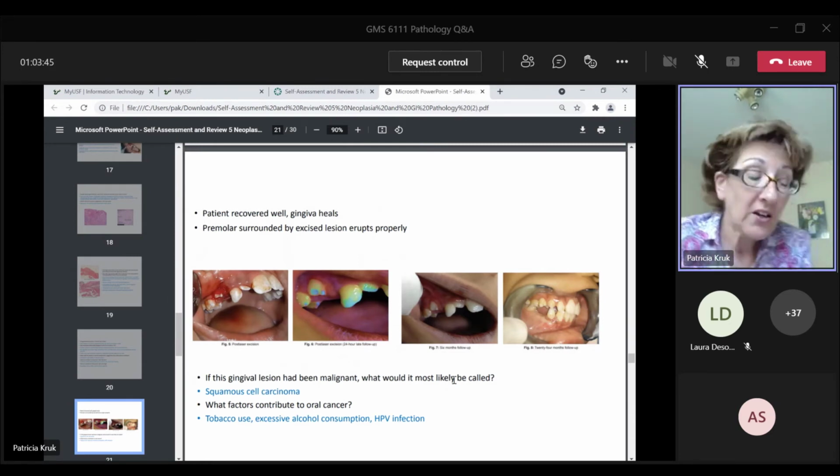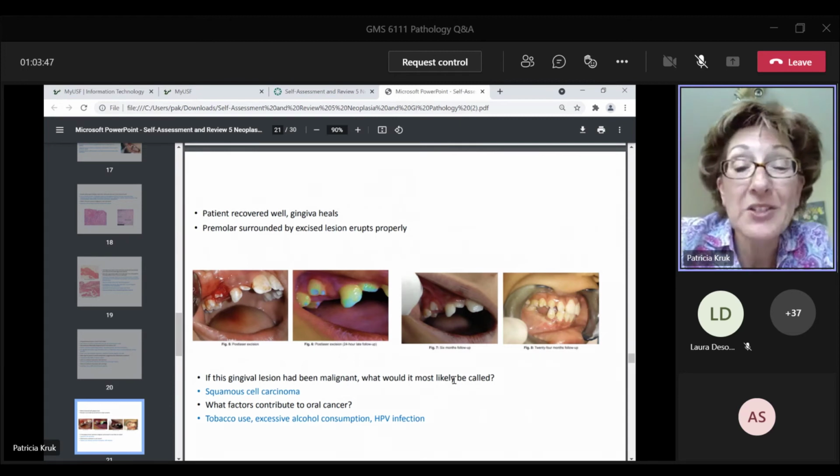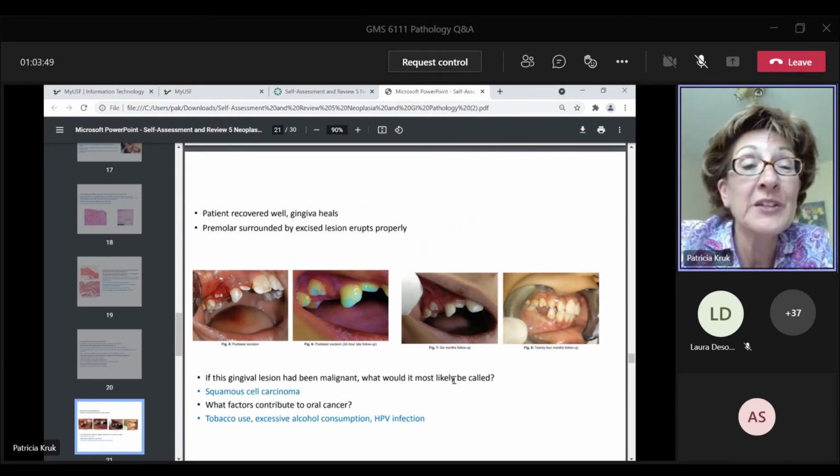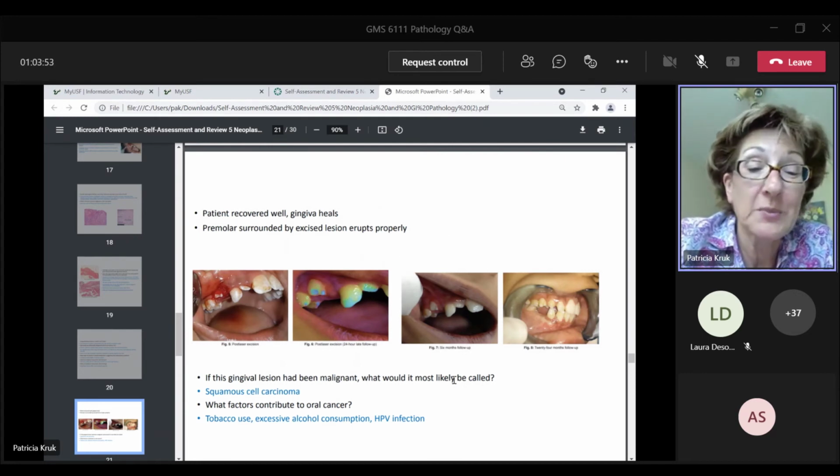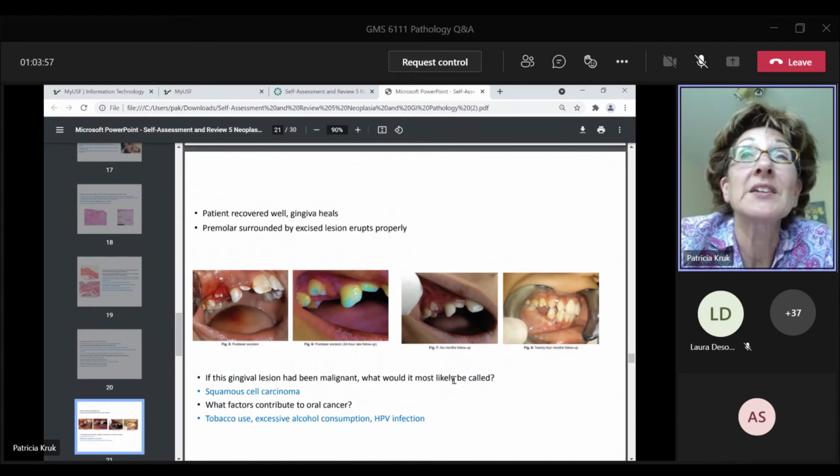If we had gotten squamous cell carcinoma, that typically doesn't occur in a young child. The most common things that contribute to oral carcinomas are things like excessive tobacco use and alcohol consumption, as well as infection with the higher-risk strains of HPV.